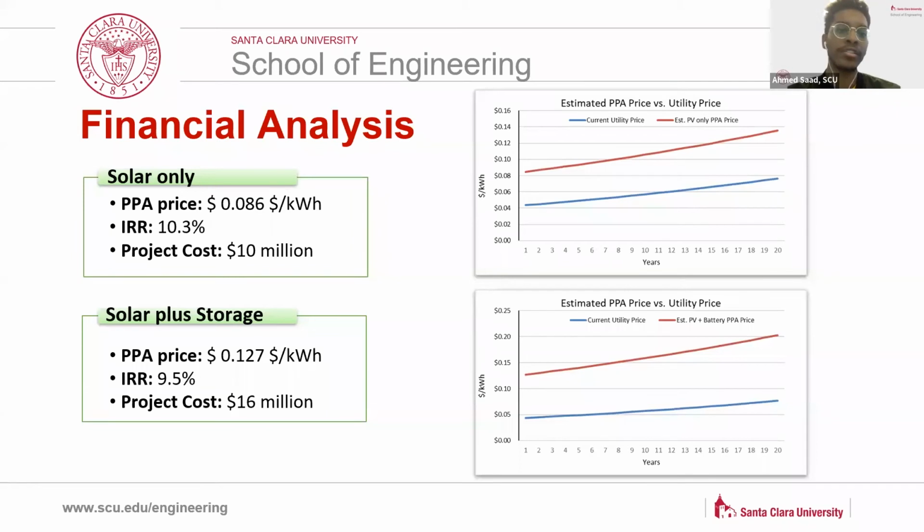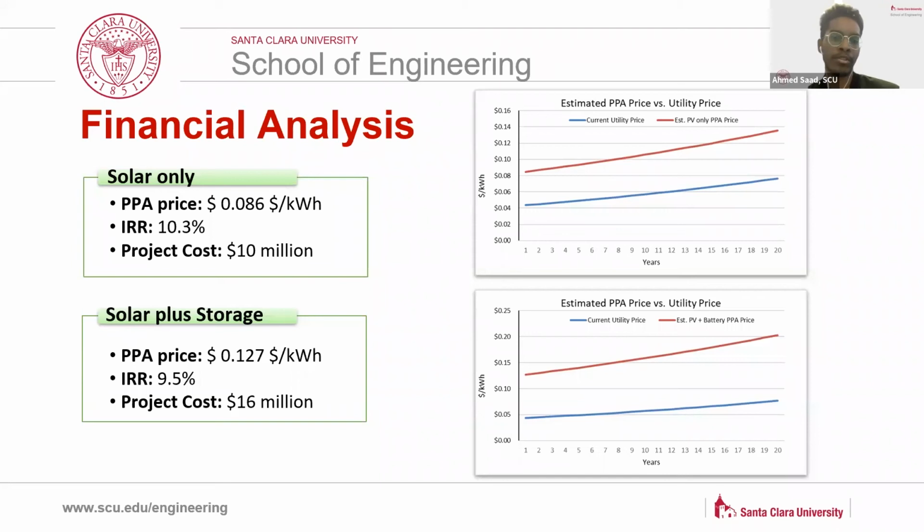So despite the utility rate that OSU currently pays being just over 4 cents per kilowatt hour, shown in the figures on the right, in the blue line specifically, the power purchase agreement or PPA pricing was set to be at 8.5 cents per kilowatt hour for the PV only system with an internal rate of return of 10% and a total cost of $10 million. While with the solar plus storage, our proposed project presents a PPA of 12.7 cents per kilowatt hour with an IRR of 9.5% and a cost of $16 million.